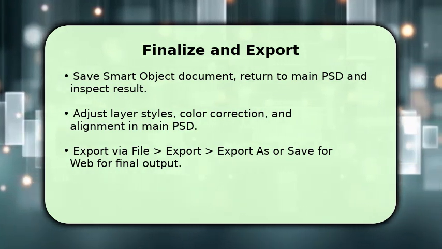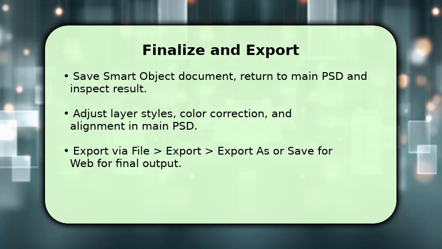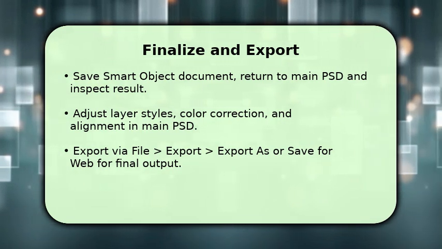If the image looks clipped or low quality, reopen the Smart Object, check resolution and transform scale, then save again to fix it.